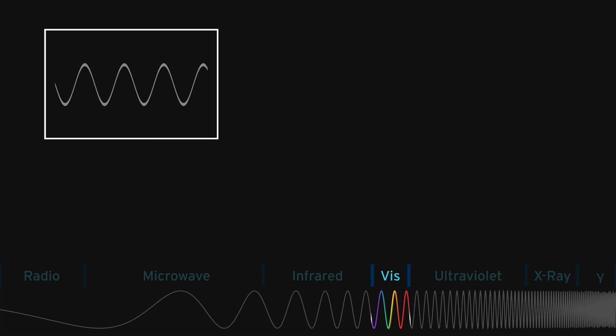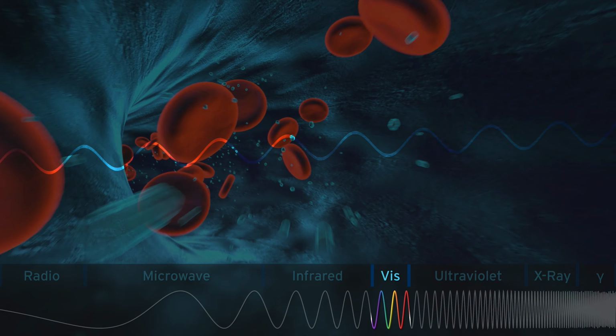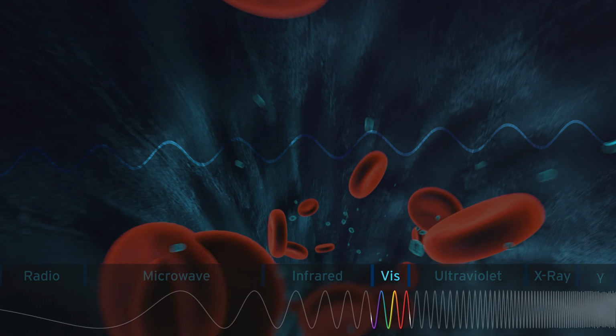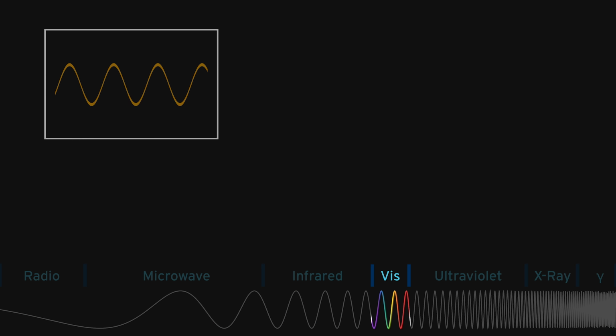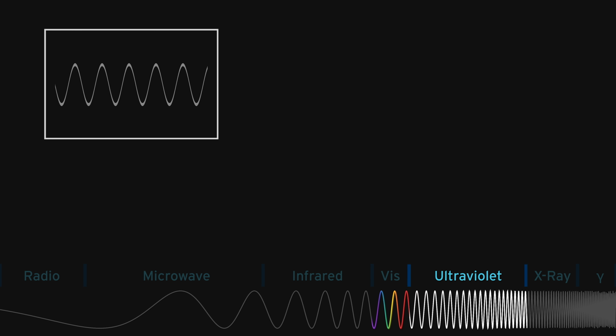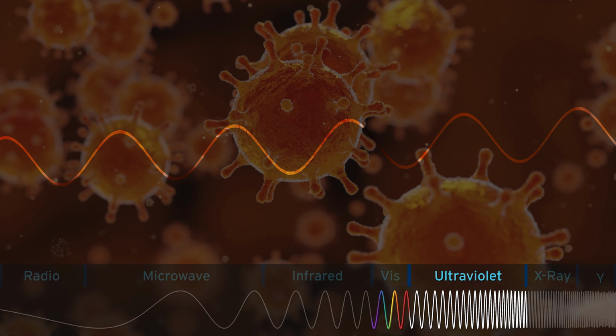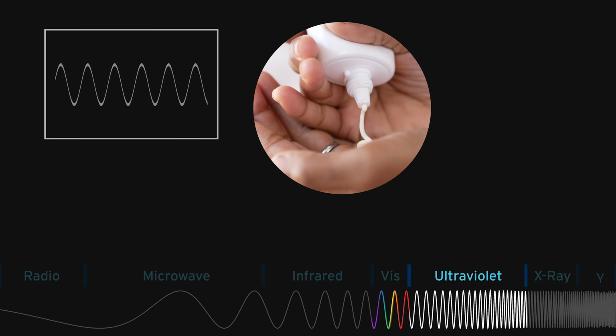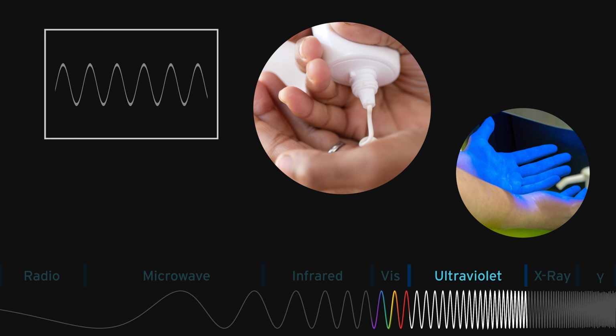The next region is visible light. A reference size for visible light is about the size of a red blood cell. This is the only part of the electromagnetic spectrum that human eyes can detect directly. Visible light allows us to see colors, shapes, and motion. Beyond visible light is ultraviolet radiation. A useful reference for ultraviolet light is about the size of a virus. Ultraviolet light from the sun can cause sunburn, which is why sunscreen is important. Ultraviolet light is also used for disinfection.